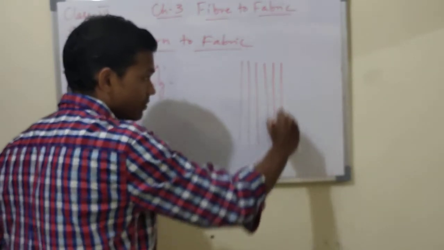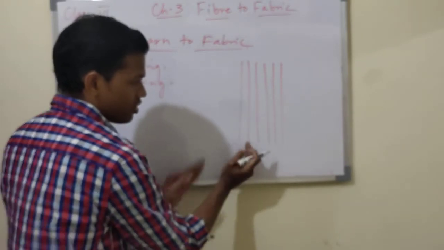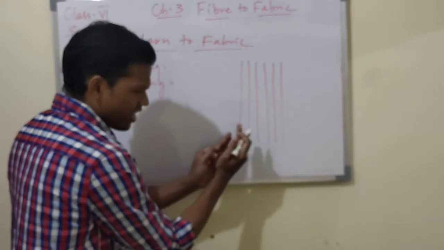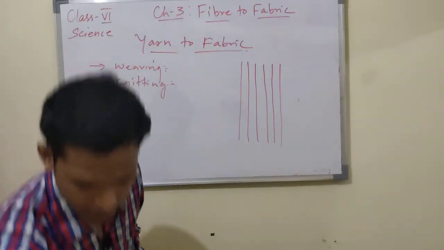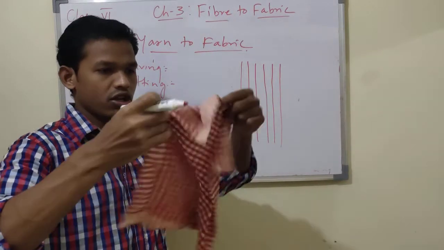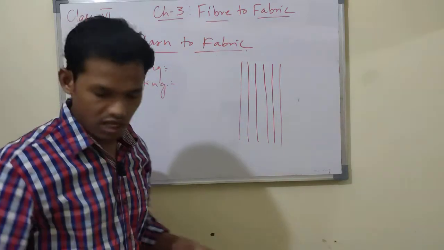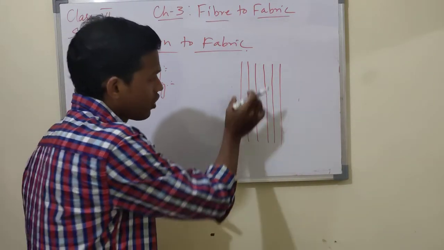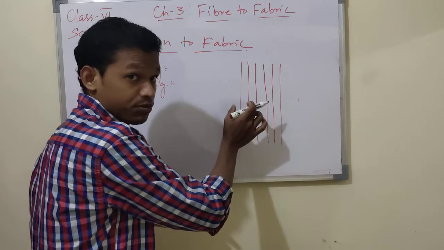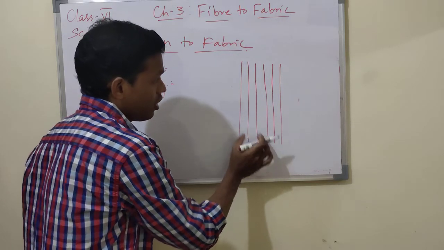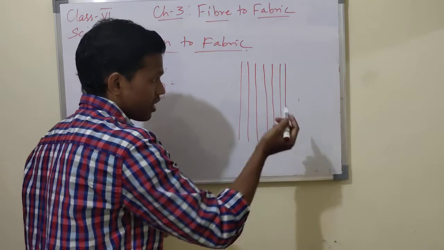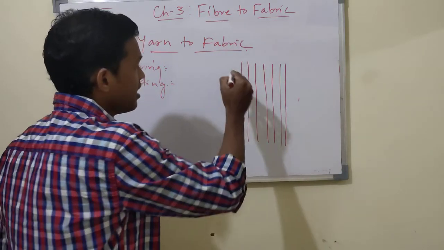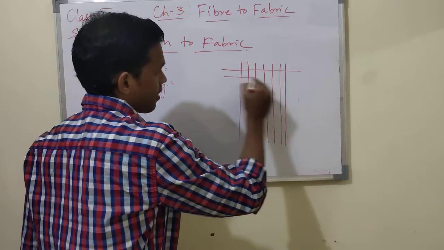These are yarns. I'm showing them here with so much space, but in reality they will be very close. You cannot see the gaps between two yarns. It is very close. Just for understanding purposes, I'm drawing them as far apart as possible. So this is a yarn. One yarn is kept like this. Another yarn is kept like this.